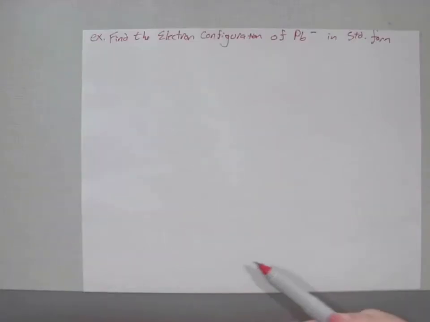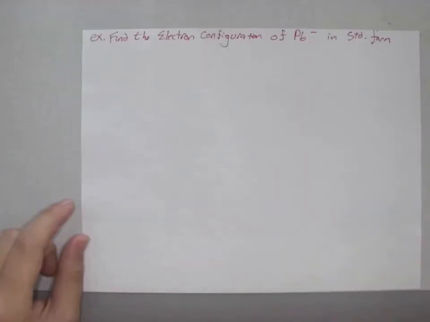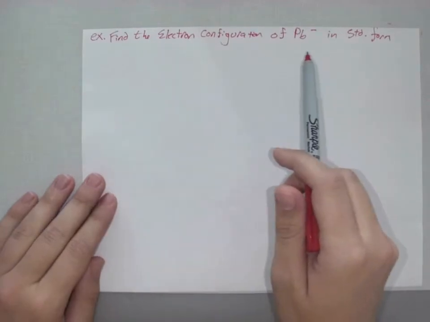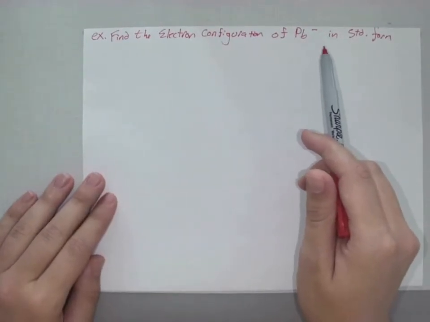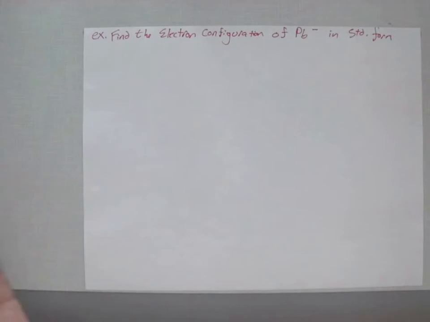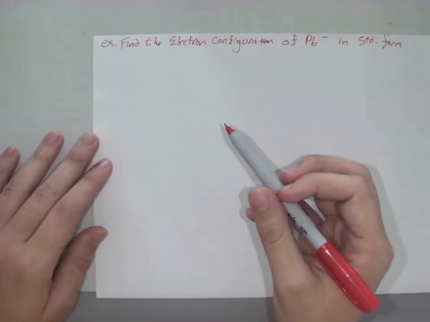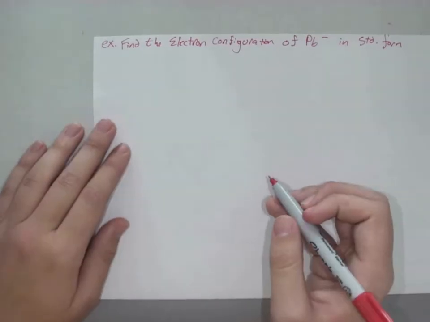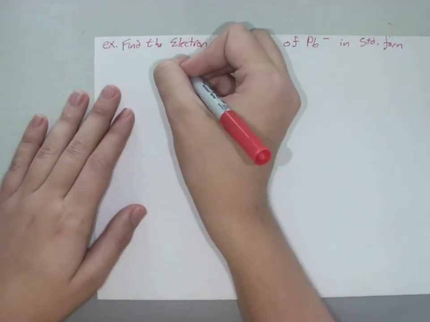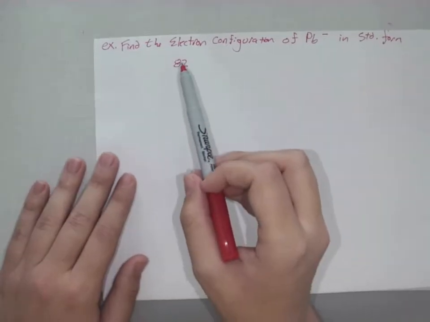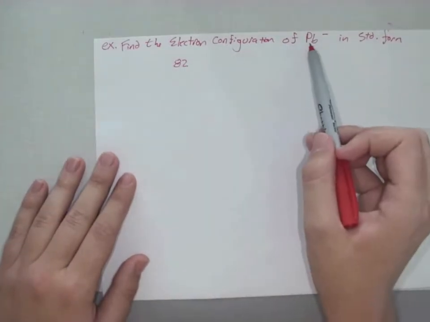All right, so now we'll do one more example that's very similar to the last one. So this one we're going to find the electron configuration of lead with a minus charge in standard form. So that's great. We only need standard form, so we only have to do about a third of the work we did last time. So we'll start out exactly the same as we did. Atomic number for lead is 82. However, we do not need 82 electrons because this isn't an atom.